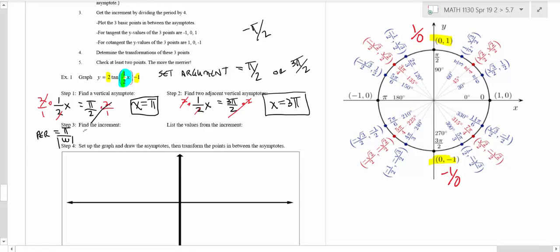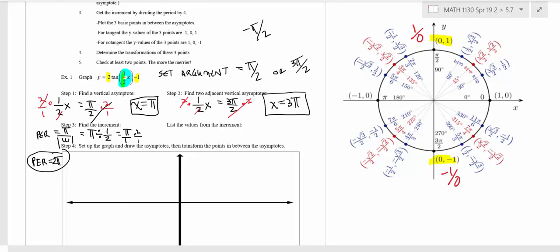So omega is 1/2. So what we'll do is pi divided by 1/2. Well, that's pi over 1 times 2 over 1. So the period is equal to 2 pi, I'm sorry, not pi. So the period's equal to 2 pi. And that makes perfectly good sense to me. Isn't it just 2 pi units away from pi and 3 pi? That's what we would expect to happen, because the period is just the distance between those asymptotes anyway, so you can figure it out that way.